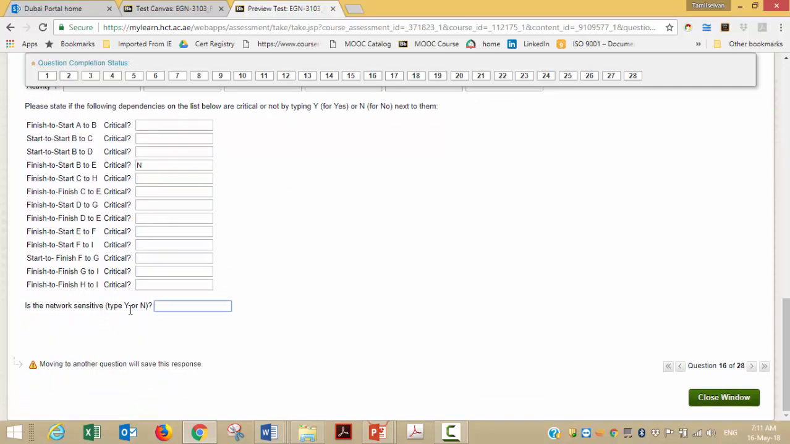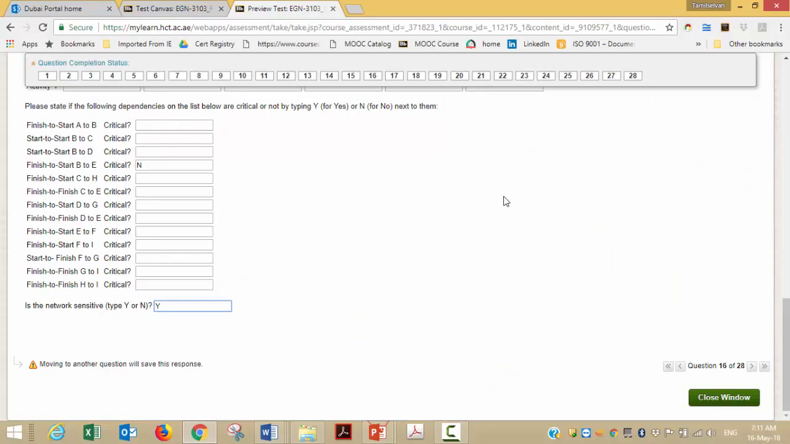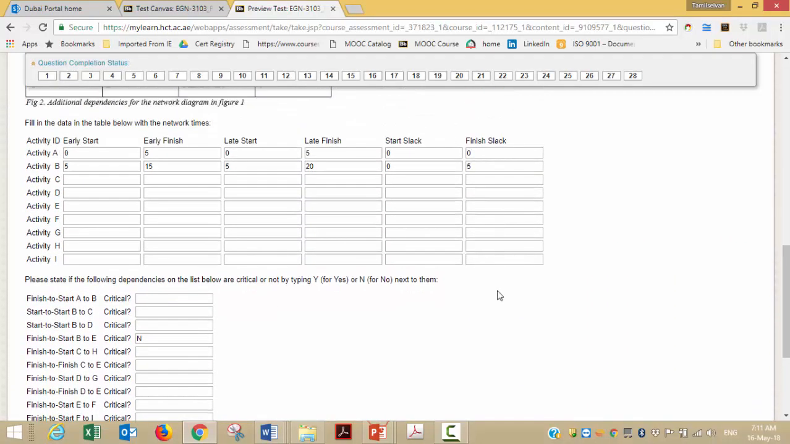Finally, they're asking, is the network sensitive? Yes. If you notice here, there are a lot of total floats here. There are a lot of slacks here. And whenever there are 0 floats, it means if you delay any of these activities, your project will be delayed. So in principle, we will say yes. Right? Well, that's how you have to do this particular question in the exam.